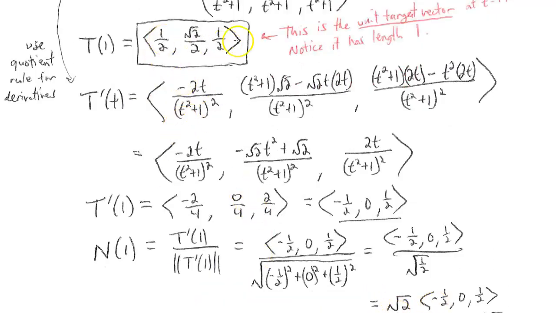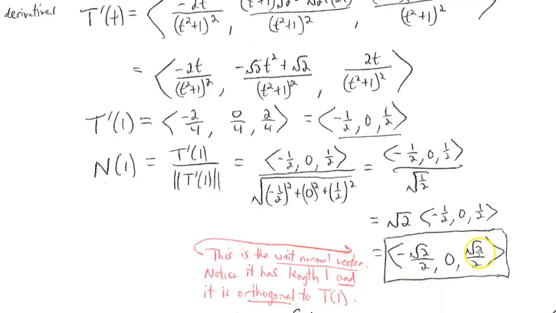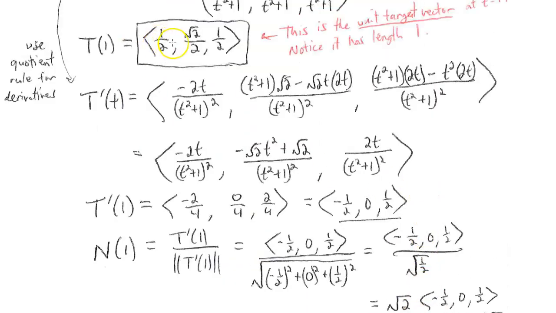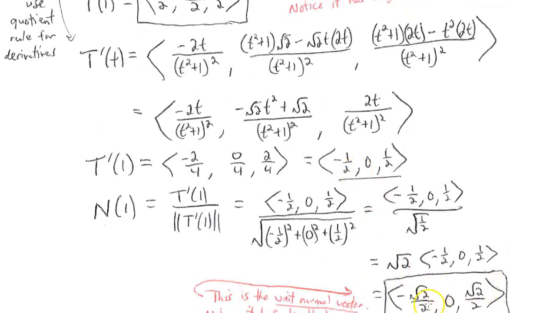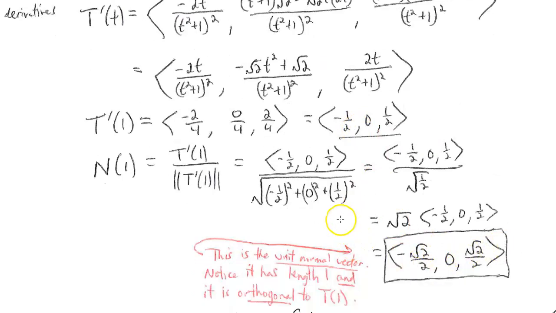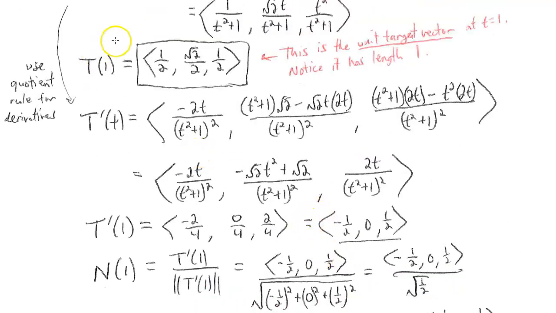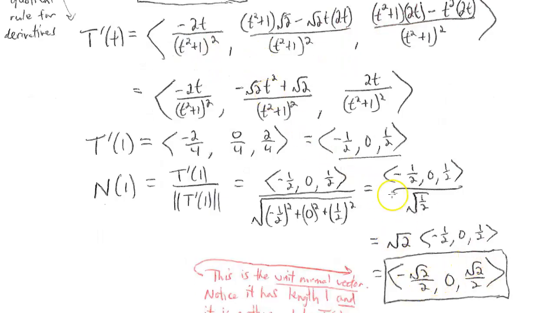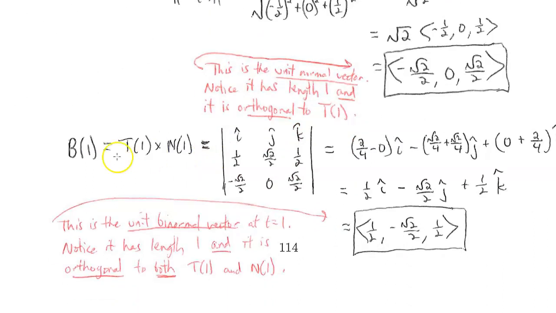How could you check that T of 1 is orthogonal to N of 1? We'll take their dot product. Do this thing dot with this, and see, do you get 0? And you can check it for yourself. Okay, if you do 1/2, square root of 2 over 2, comma 1/2, dot with this vector, you'll get 0. Okay, now finally, what about B of 1?